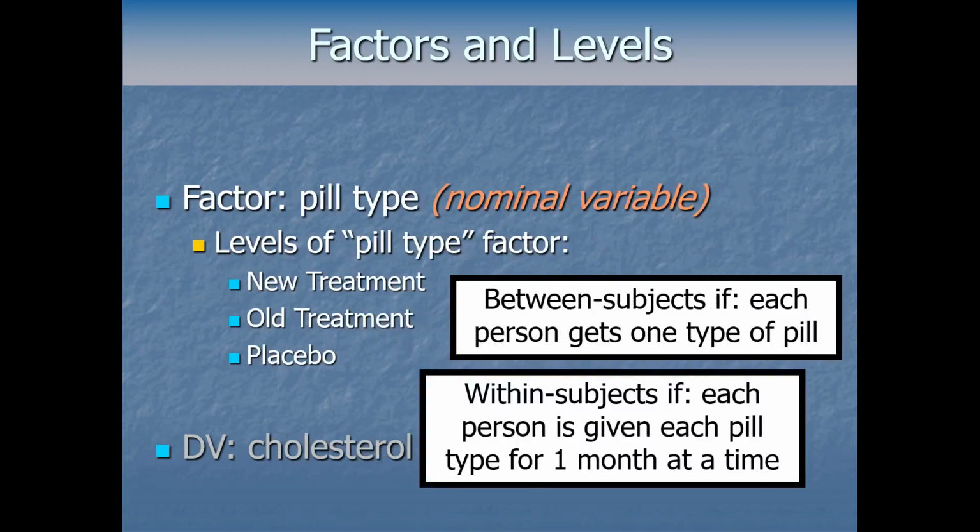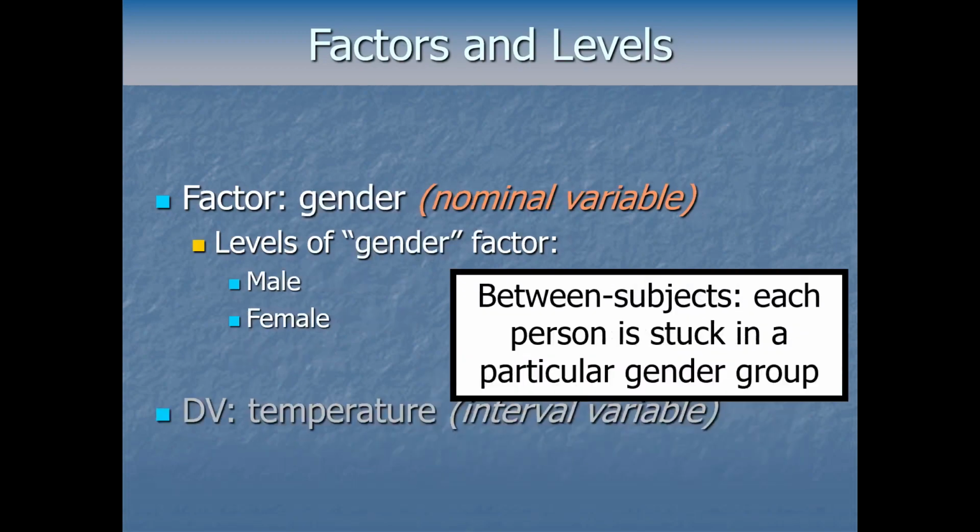For the pill example, the pill type, the independent variable here, would be a between subjects factor, assuming that we're randomly assigning people to just get one of those pill types, one of those treatments. On the other hand, it could totally be a within subjects factor in our study if we're setting it up so each person goes through all 3 treatment types, all 3 conditions. Like if each person is given each pill type for 1 month at a time in our study, that would be within subjects for that factor.